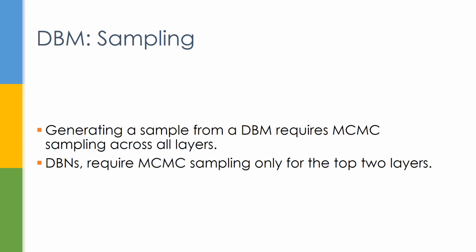Generating samples from a deep Boltzmann machine is a complex task as compared to that in deep belief networks. This is because generating a sample from a DBM requires MCMC sampling such as Gibbs sampling across all the layers. DBNs on the other hand require MCMC sampling only for the top two layers. The bottom layers use only ancestral sampling, which has lower complexity as compared to MCMC sampling techniques.